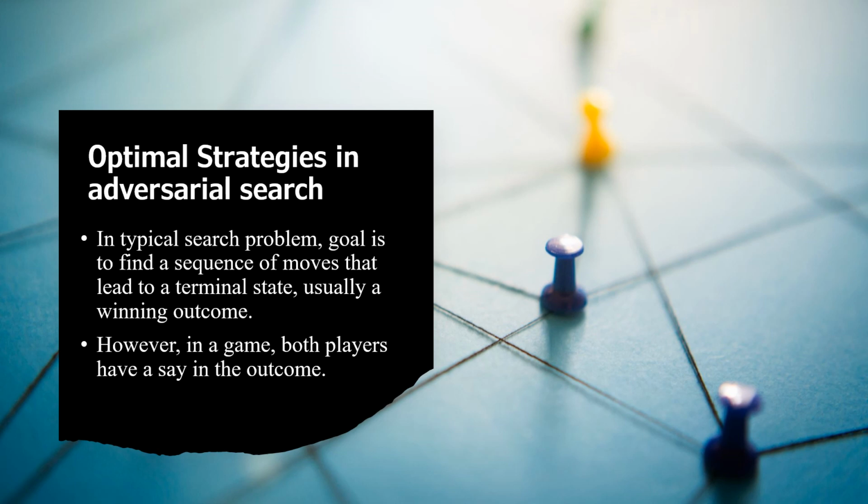So next we're going to talk about optimal strategies in adversarial search. In a typical search problem, the goal is to find a sequence of moves that lead to a terminal state, usually a winning outcome. However, in a game, both players have a say in the outcome. This means that the player making the first move must consider possible responses from the opponent and plan accordingly.